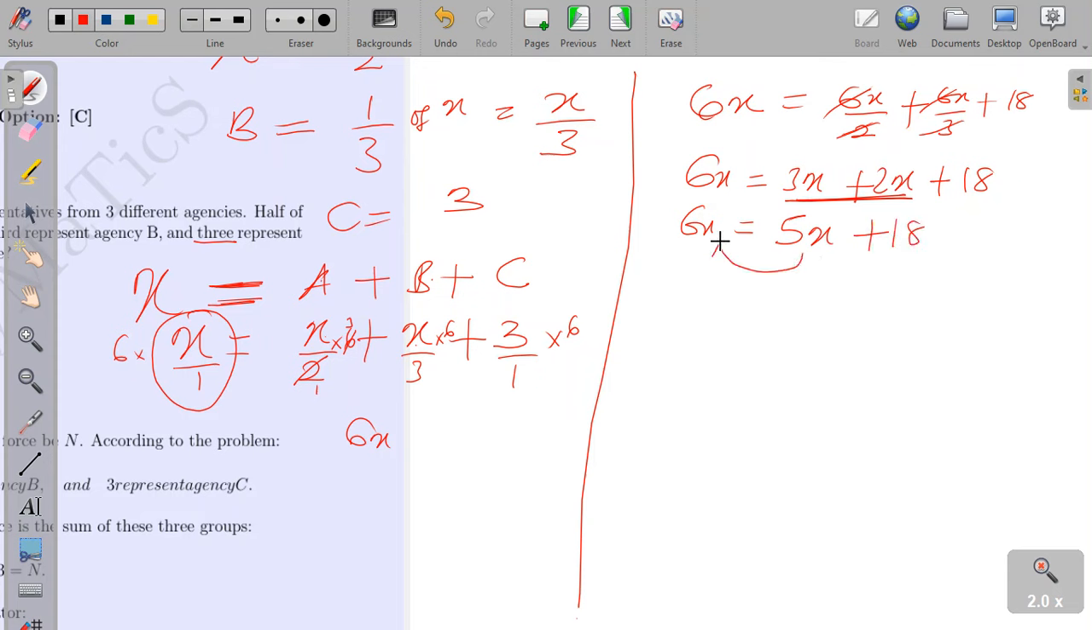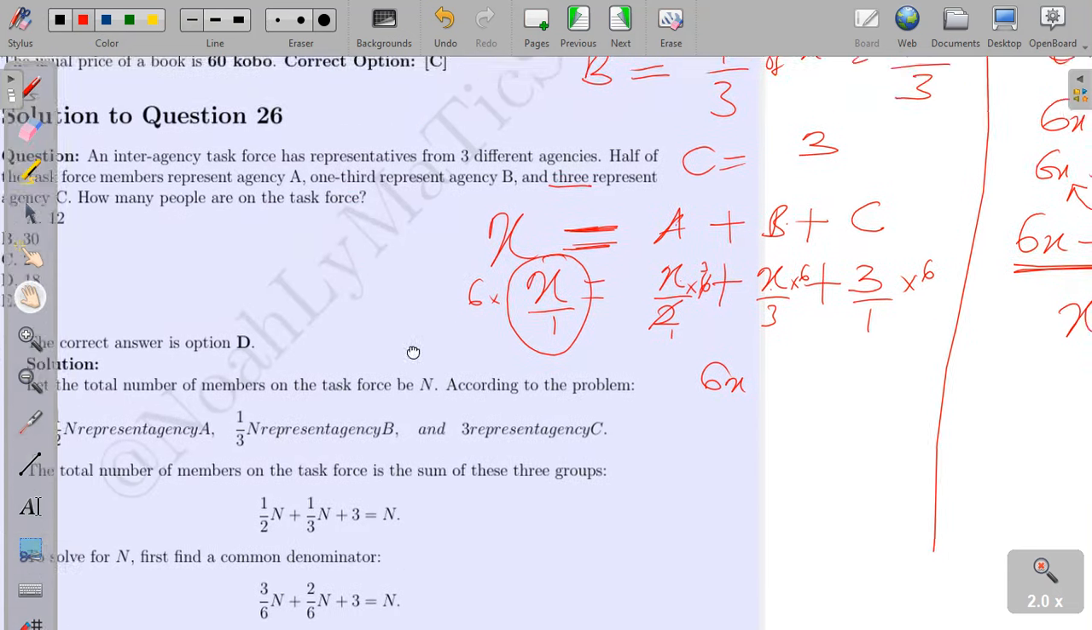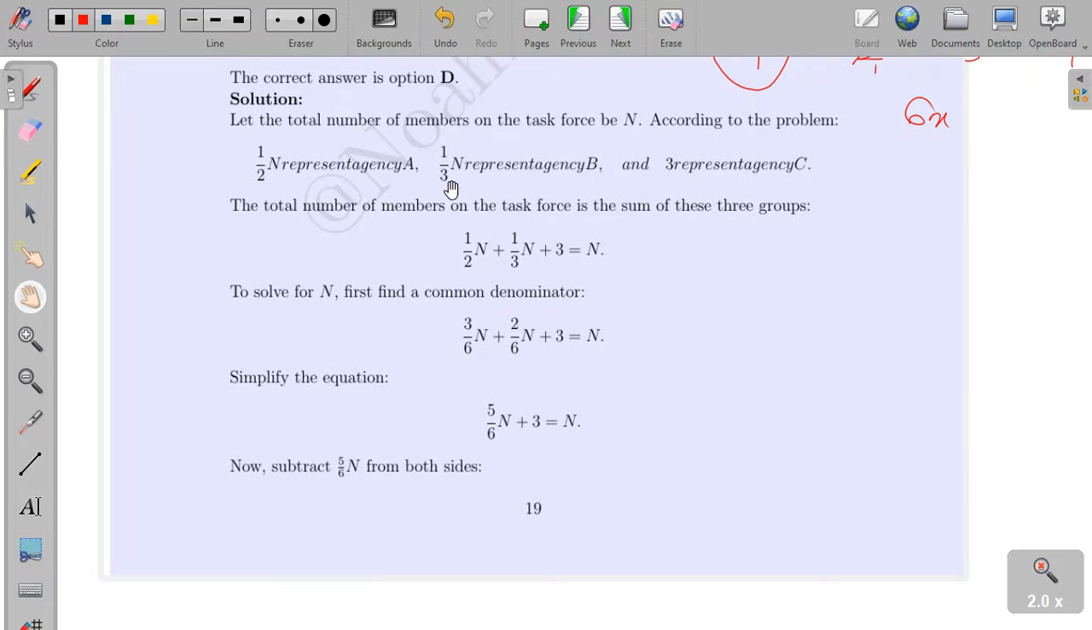So 6x equals 3x plus 2x, that's 5x plus 18. So I'll take this one to the left hand side. Then we have 6x minus 5x equals 18. And then if I subtract this, x is equal to 18. So is it in the options? Absolutely yes, that's D. So that's just the explanation.